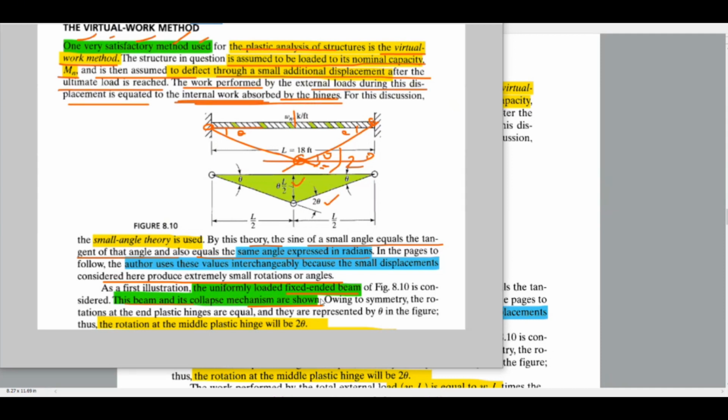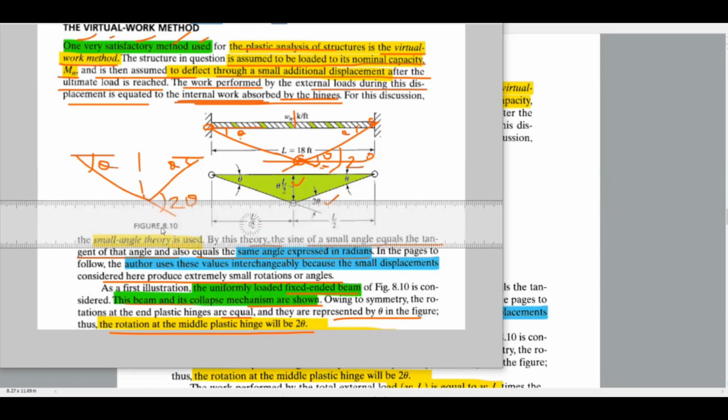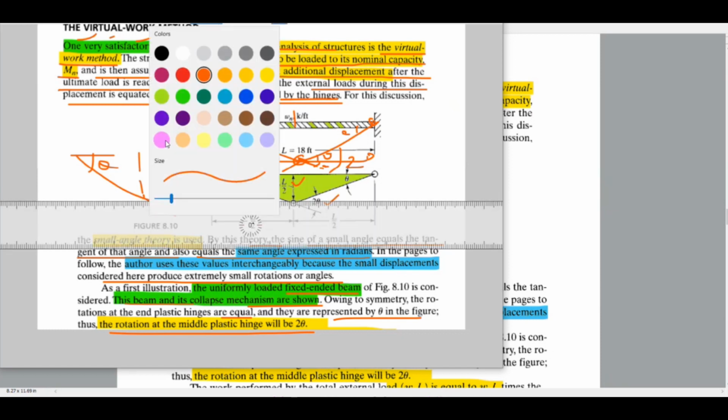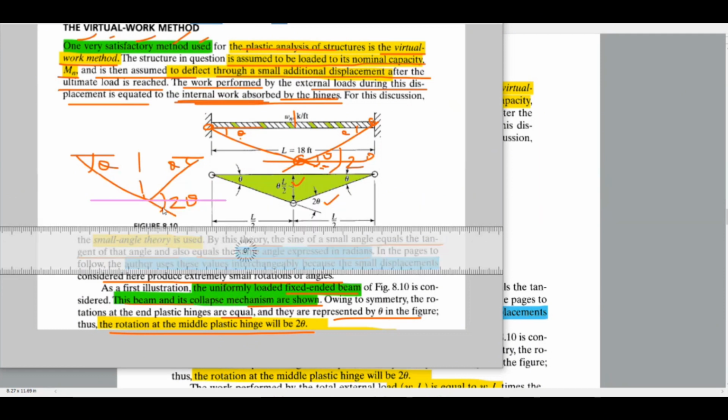Owing to the symmetry, the rotations at the plastic hinges are equal, and they are represented by theta in the figure. The rotation of the medial plastic hinge will be 2 theta. If this is theta and this is also theta, and this is L by 2, then this is L by 2 into theta. If you make a straight line like this, you can understand this is theta and this is also theta.